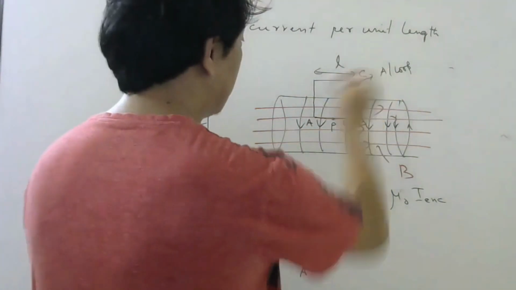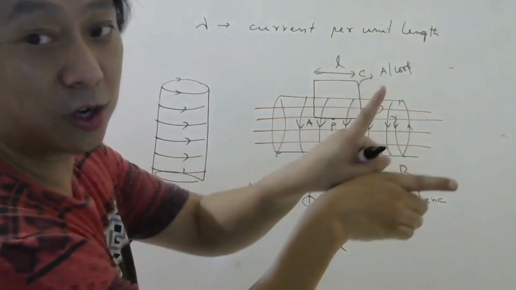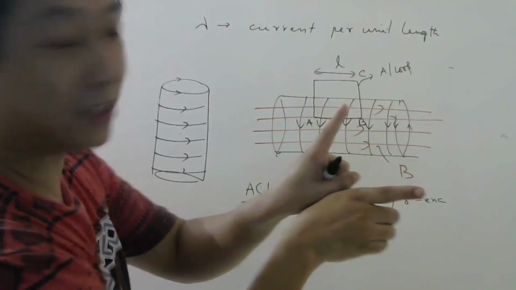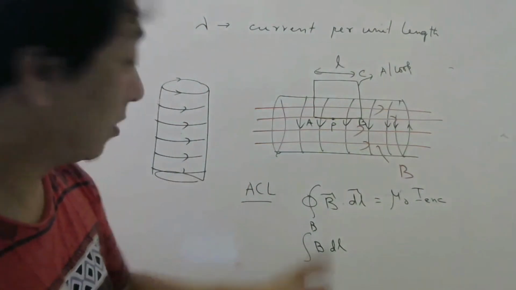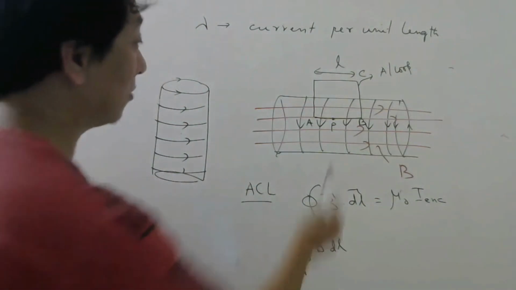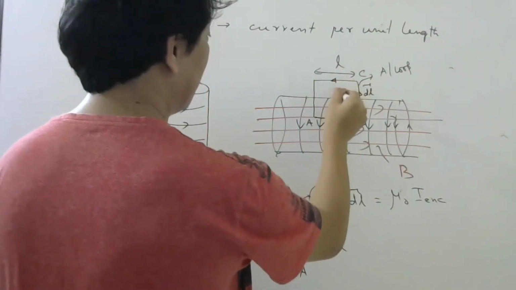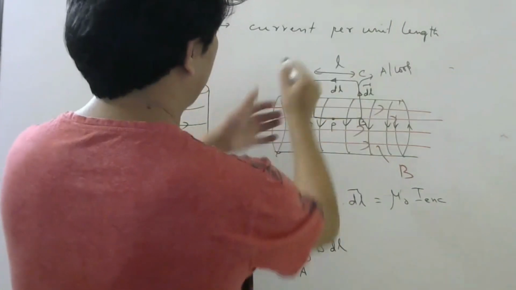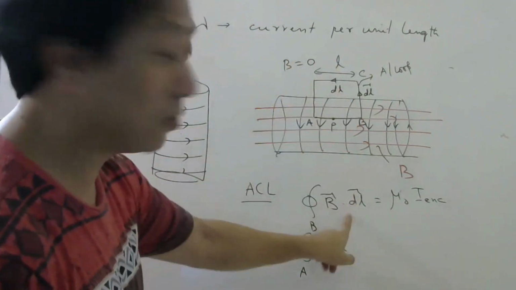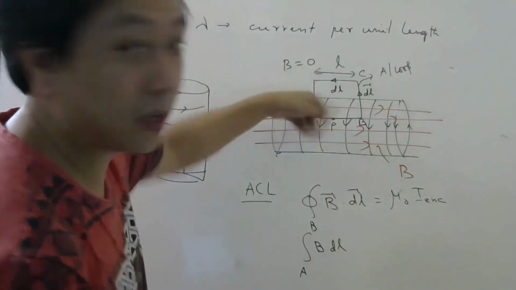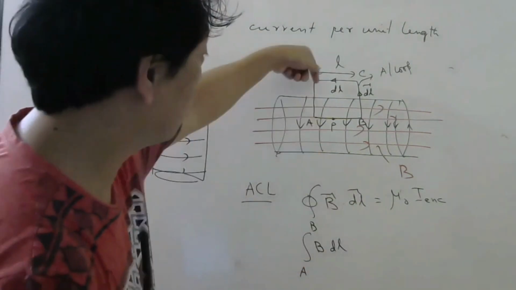Now from b to c I am going this way, dl is this side, magnetic field is this side. So the dot product will be 0 because it's perpendicular, cos 90. So due to this there will be no contribution to this integral. Here there may be dl, but there is no magnetic field outside. So again there will be no contribution to this integral. Then when I come this way, again there is no contribution, because this dot product will be 0 for this part also.